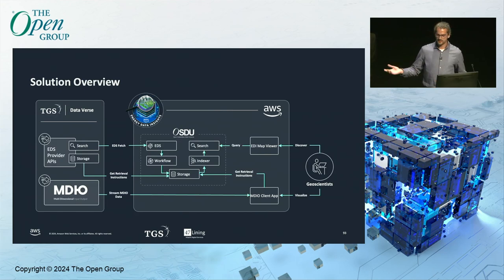And then on the EDI side and inside OSDU, we're going to be, of course, making use of the EDS capability to bring in this external metadata. And then that will be kicking off the workflow service to bring in that manifest. It goes into storage and then through indexer into the search service, so that a user can find it through the normal search and map viewer capabilities on the platform.